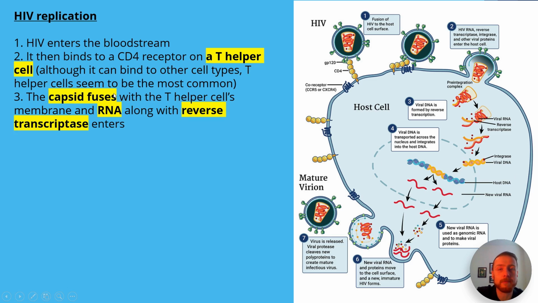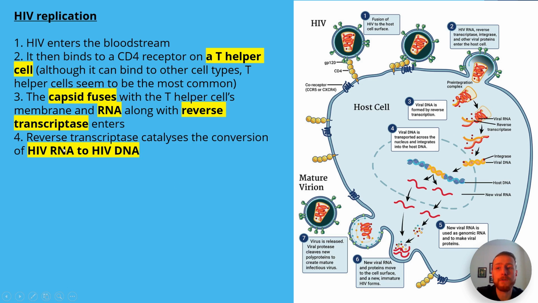Now next, the capsid fuses with the T helper cell's membrane, and RNA along with reverse transcriptase enters. Now we can see that at the top right corner here, we can see the capsid entering the host cell and the RNA and reverse transcriptase inside the host cell now. So number 4, reverse transcriptase, because remember it's an enzyme, so it'll catalyze the conversion of RNA to DNA. And we can see that here.